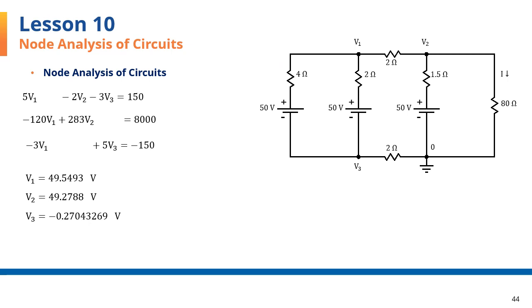The voltage across the 80 ohm resistor is going to simply be V2 because V2 is with respect to this node, and that is 49.28 with 4 significant digits, this number here, this second one. The current for this branch, I, will be simply that voltage, V2, divided by 80, and that gives me 0.6160 amps through the 80 ohm resistor.